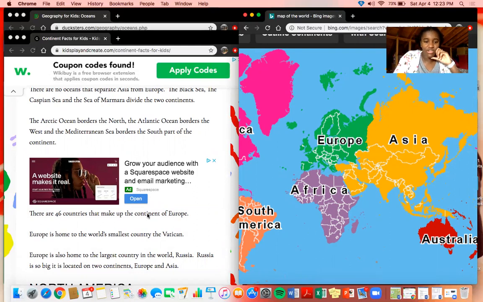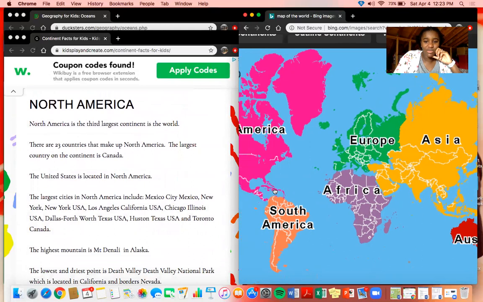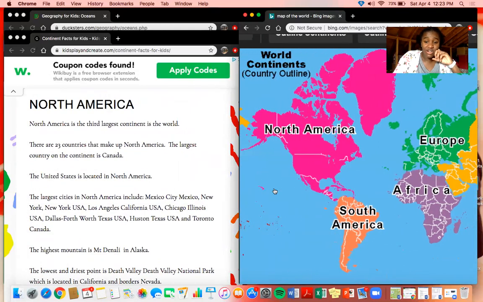So then we have North America. North America is where we live. Remember how I was talking about a country versus a continent? We live in the country of the United States of America. So we have this country right here. This is where we live. We live in this country, but we live in North America, the continent, okay?